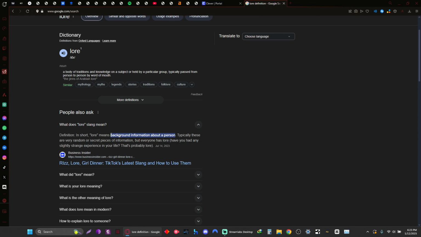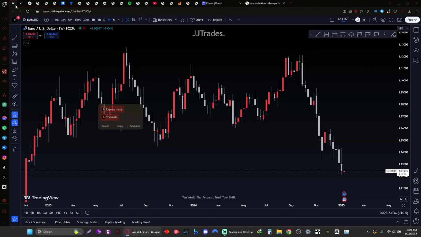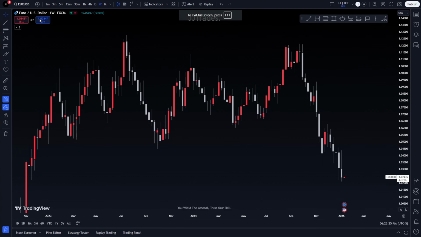Background information about a person, okay? Not exactly a person though. It can be anything, but it's simply background information, or basically old information. So when you hear somebody say lore, like about a game or literally about anything, this is what it means. Lore basically means background information about something. In this case, that background information is about the market, about euro dollar's price action on the weekly.